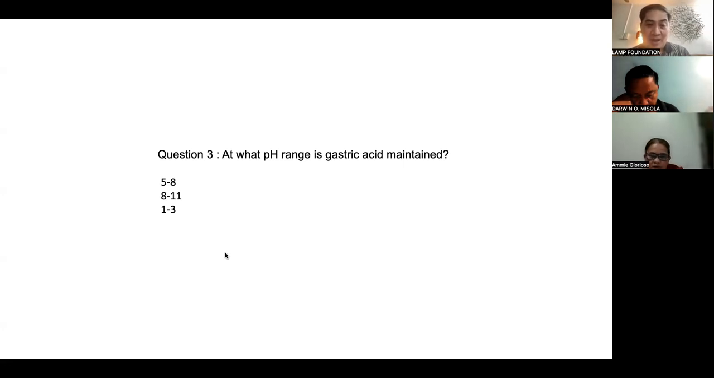Or you try to look for the answer. Did you know pH 1 to 3 is actually very acidic? But why is it that our stomach doesn't get burned? So there must be something there, right? Yes. Okay. The mucosa.